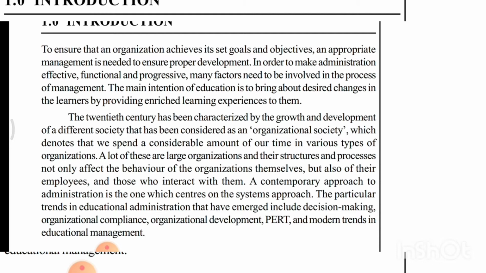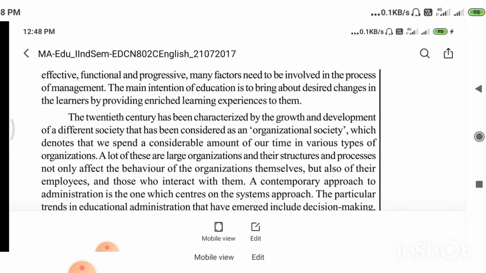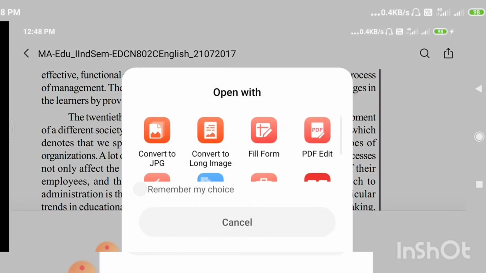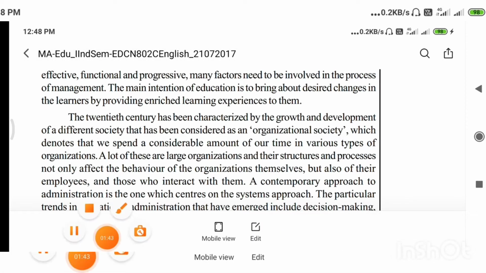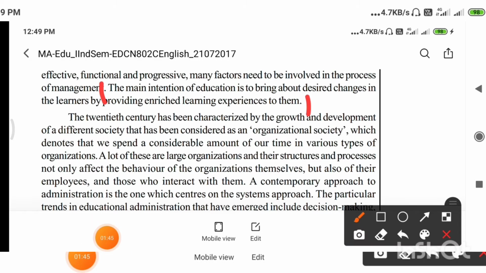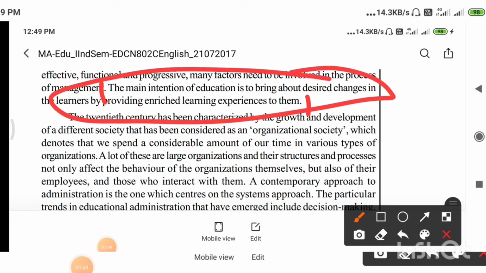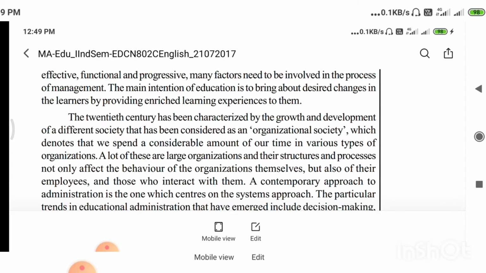The main intention of education is to bring about the desired changes in the learners by providing enriched learning experiences to them. Now see here, what is the main intention of education? The main intention of education, as you can see here, is to bring about the desired changes in the learners by providing enriched learning experiences to them. So this is the objective of our education. They may ask you this in any form.